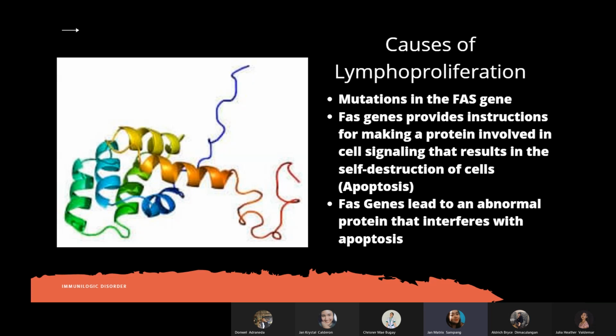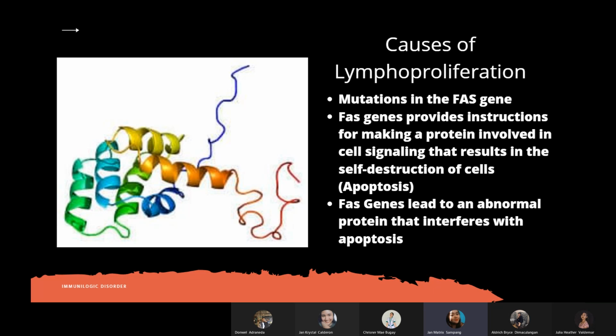The essential role FAS plays is in maintaining lymphocyte homeostasis and peripheral immune tolerance to prevent autoimmunity. Etong DNA na yan yung diyan may problema yung katawan natin. The mutation in the FAS gene causes ALPS in approximately 75% of affected individuals. These mutations are associated with the classic form of the disorder. The FAS gene provides instructions for making a protein involved in cell signaling that results in the self-destruction of cells.